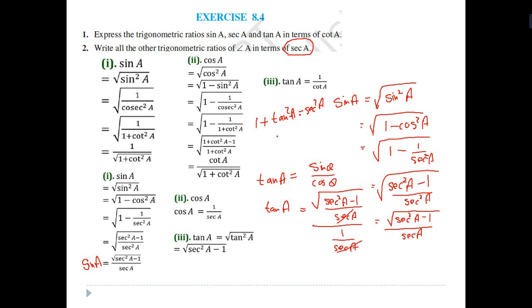Now we want to get the answer in sec A. So tan square A is equal to sec square A minus 1. Therefore tan A is equal to under root sec square A minus 1. So that way we can get the answer.